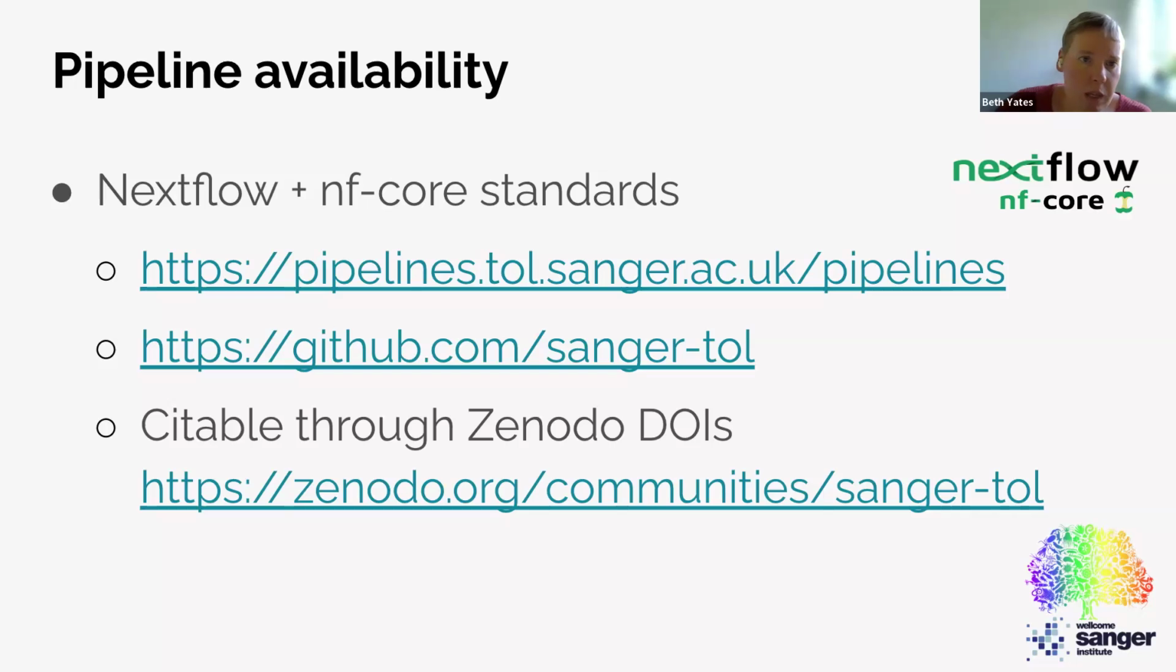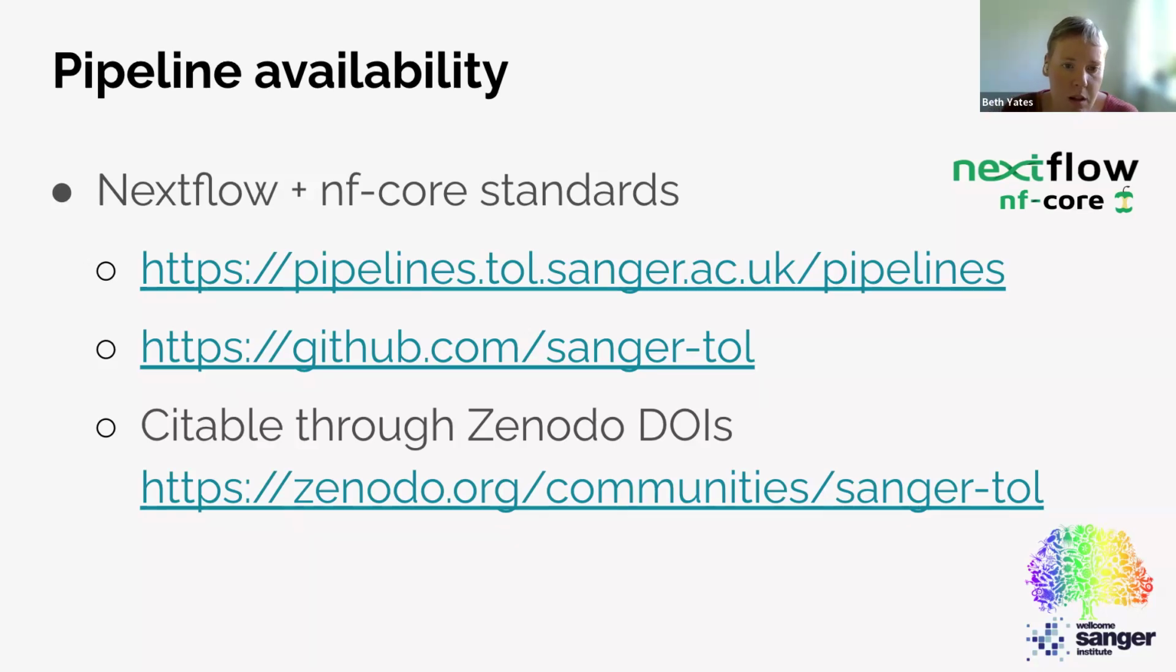So as I said, pipelines are available. We use Nextflow and then of course standards. You can read more about those on the Nextflow website. We host our own pipelines website, which is essentially a mirror of the nf-core site. And all of the pipelines, including the Genome Notes pipeline, are hosted there. They are also all on GitHub.